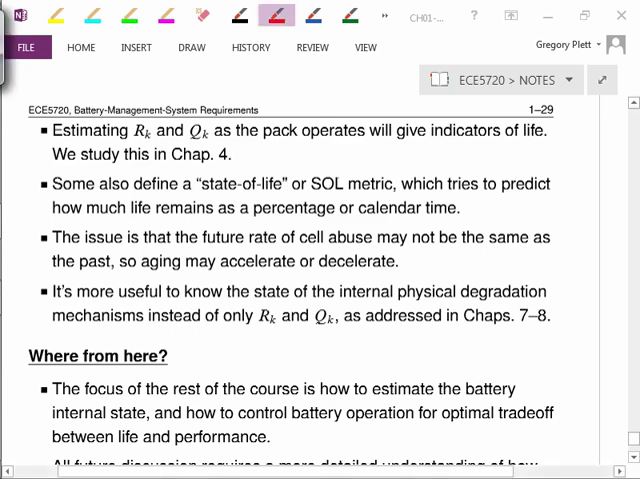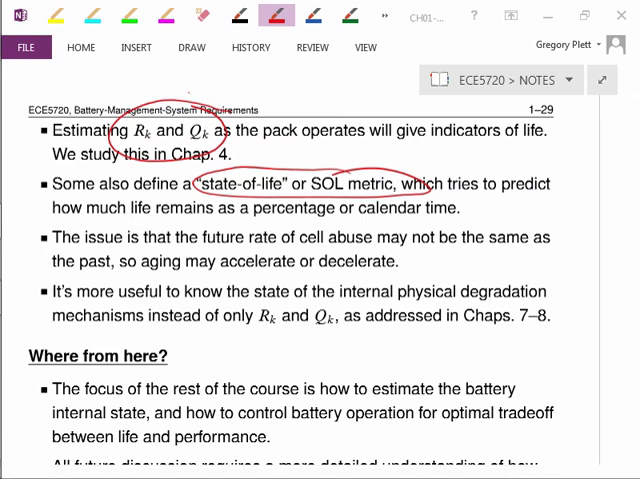So state of life is a pretty tricky idea, and I think that's best left to the OEMs to come up with their own proprietary ways of doing that. I'd be much happier trying to estimate physical quantities like resistance and capacity instead, and letting them use those physical quantities as inputs. So that's my premise. It's more useful to know the state of the internal physical degradation mechanisms, because how the degradation is happening is actually critical too, instead of only resistance and capacity. We talk a little bit about this, not in 7.8. There is no 8 in Chapter 7.